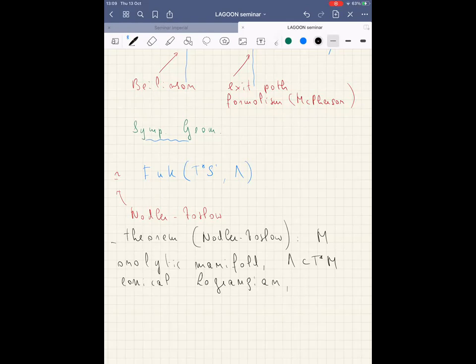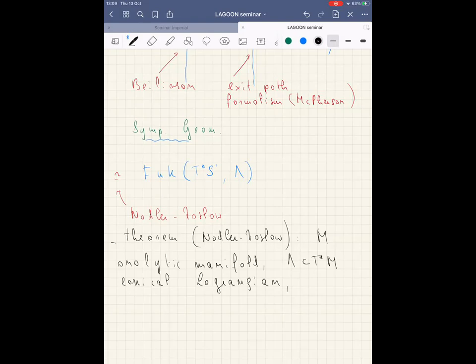So what does it mean, conical Lagrangian? Well, we will see an example in a second, but a Lagrangian in T star M is a subspace such that the symplectic form pulls back to zero. And conical means that it is invariant under dilation, the action of the positive real numbers on the fibers by dilation. So we'll see an example in a second.